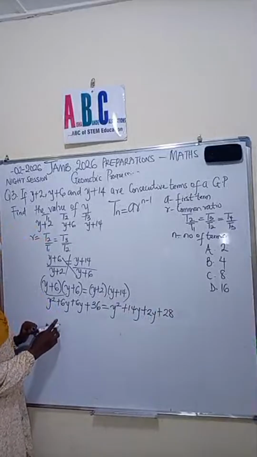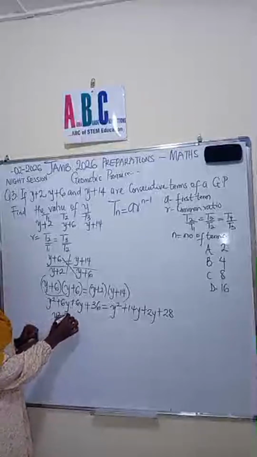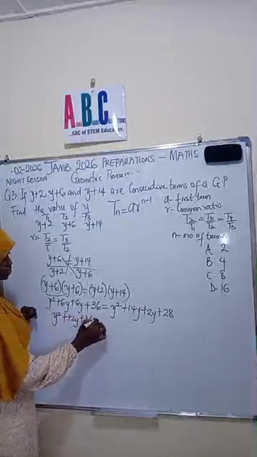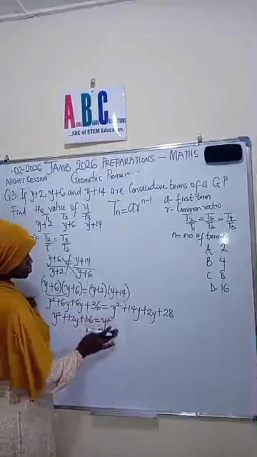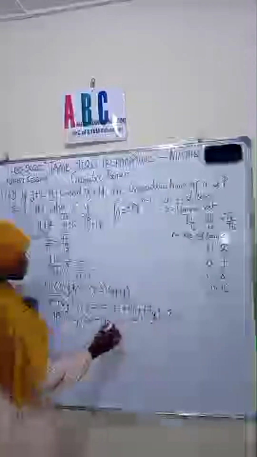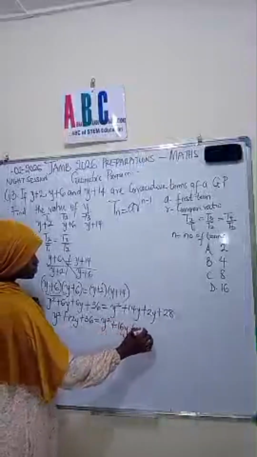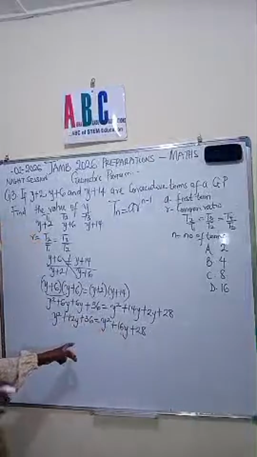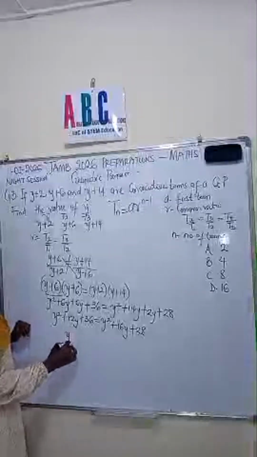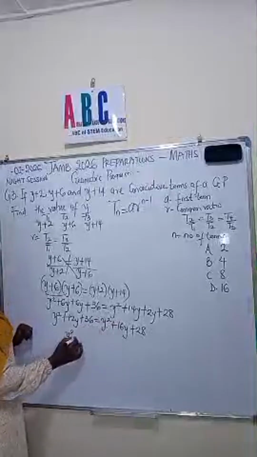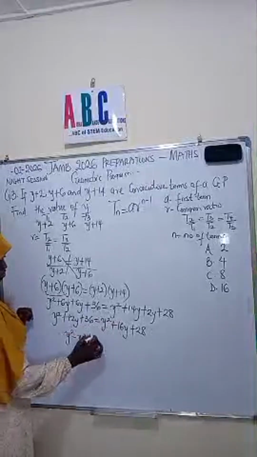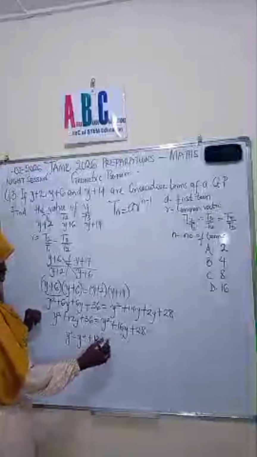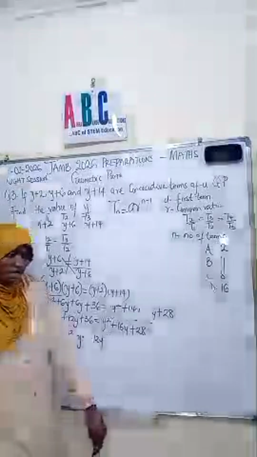So let's collect like terms, or let's continue simplifying. This is y squared. 6y plus 6y gives me 12y, plus 36, is equal to y squared plus 14y plus 2y gives me 16y, right? Plus 28. So now we can collect like terms. Let's bring all the values to the left hand side and equate to 0. So this becomes y squared. This y squared crosses the equal sign, becomes minus y squared. Then plus 12y. 16y crosses the equal sign and becomes negative. That's minus 16y.